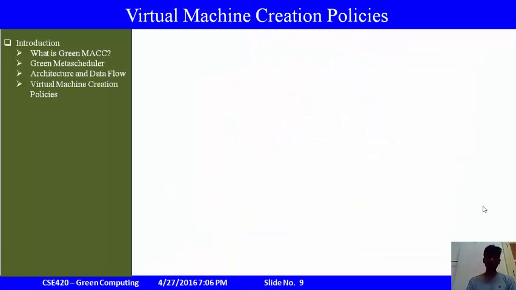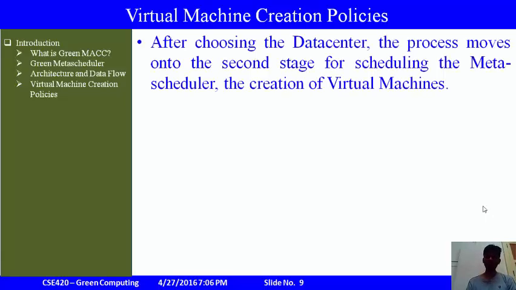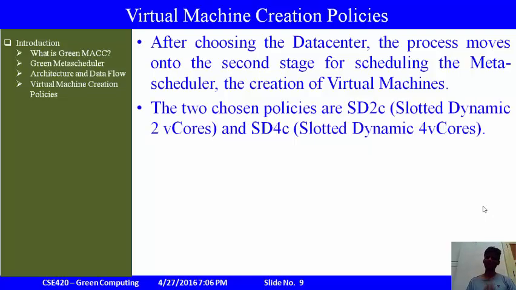Now moving on, we come to virtual machine creation policies. After choosing the data center, what happens? The process moves on to the second stage for scheduling, the meta scheduler, and then the virtual machine is created. And after it is created, there are two policies out of which the user or system has to choose, which are SD2C, which stands for Slotted Dynamic 2-Week Course, and SD4C, which stands for Slotted Dynamic 4-Week Course. And both of these policies follow three important phases.